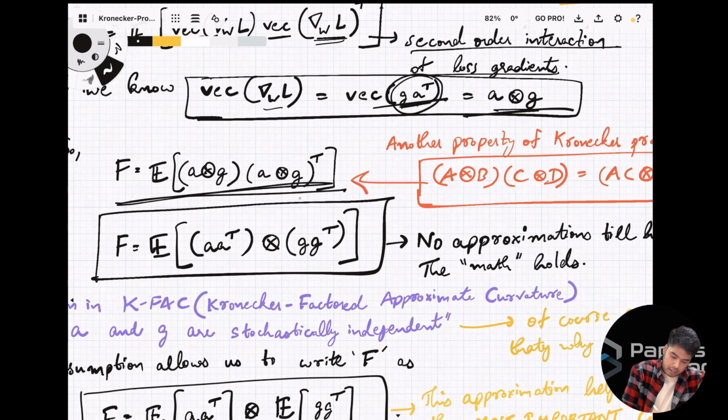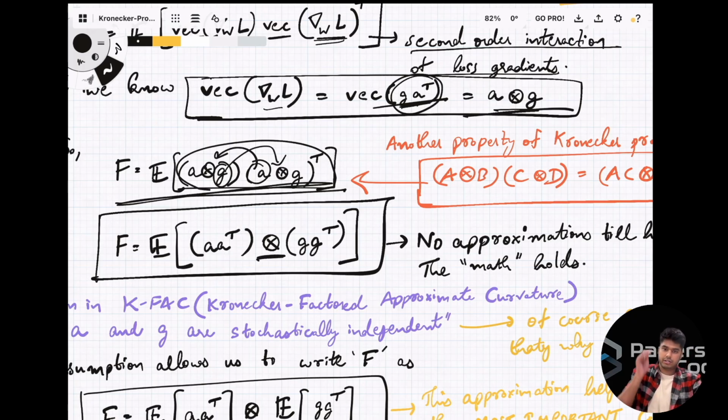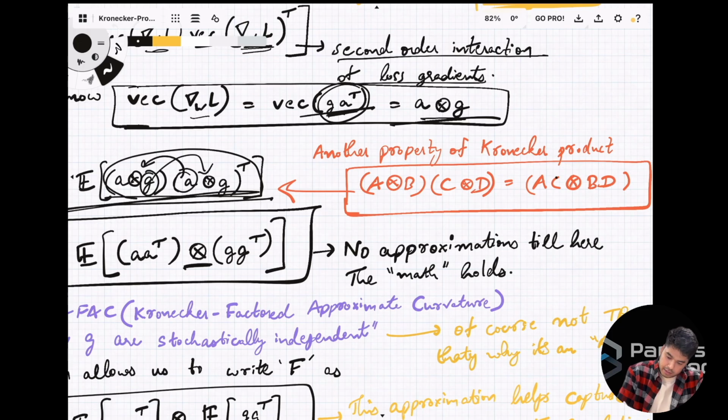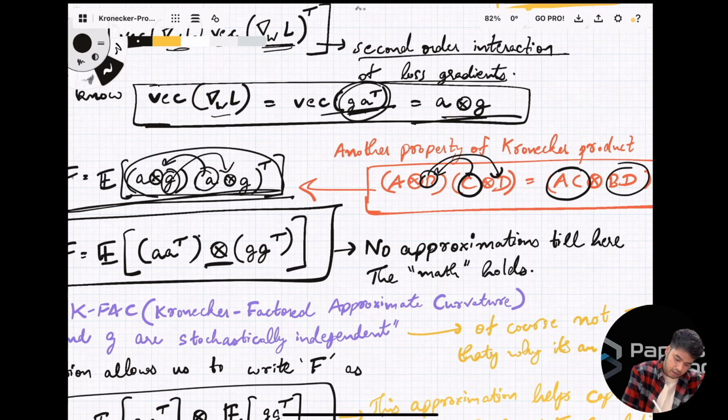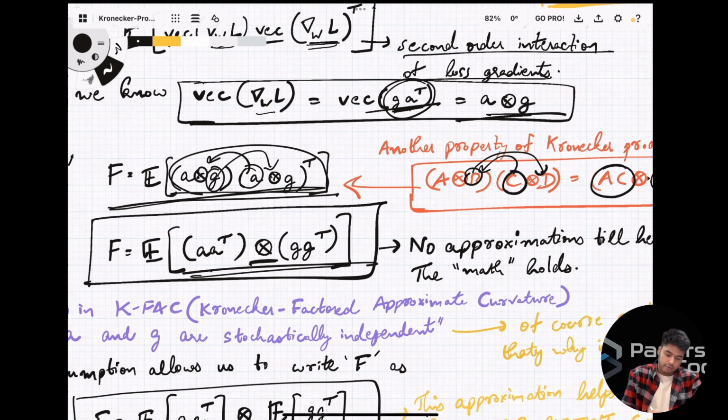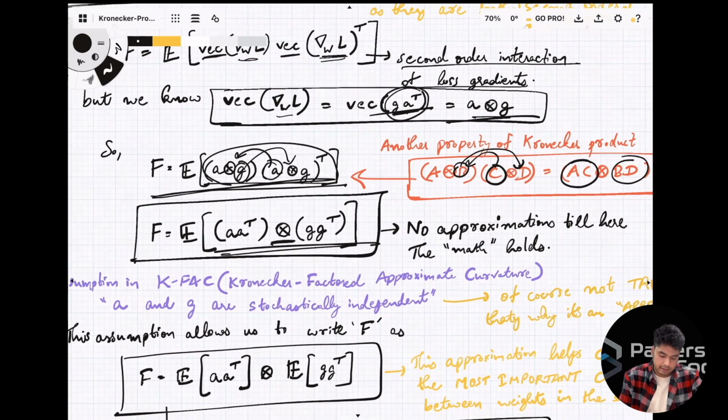When we use that property on this equation, what happens is this A comes here and this G goes there, right? So you get AA transpose because this one is a transpose, and then you get GG transpose, right? And you can replace that with one Kronecker product operation in the middle. That's what this formula does, right? Because here you can see C comes here, B comes there, and you get AC and you get BD. Similarly, G goes there, A goes here, and you end up with this equation. So now you need to calculate the expectation of AA transpose, Kronecker product, GG transpose, right? And that's your Fisher matrix.